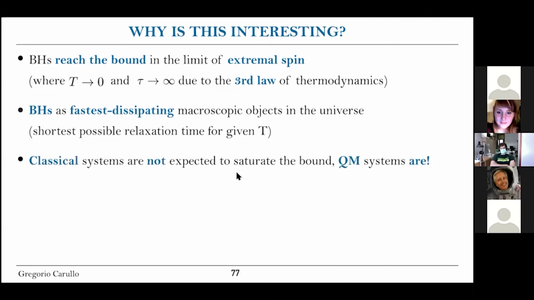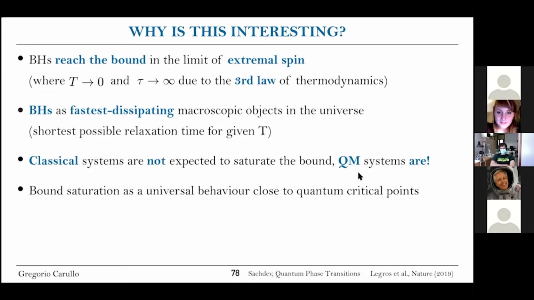This could appear like a trivial point, but it's really not trivial from a theoretical point of view, because classical systems are not expected to saturate this kind of bound, while quantum mechanical systems are. Bound saturation is usually a universal behavior close to quantum critical points. So if you have a system which is undergoing a quantum phase transition, you would expect a saturation of this bound, but not for a classical system.